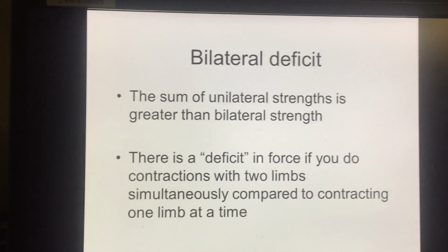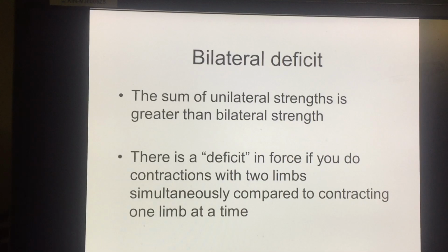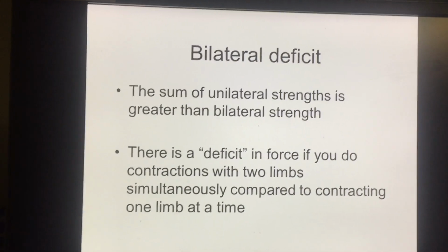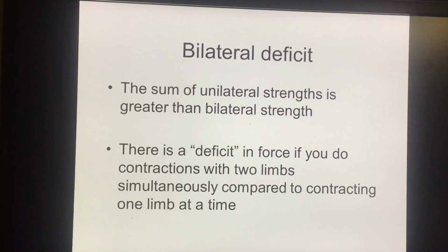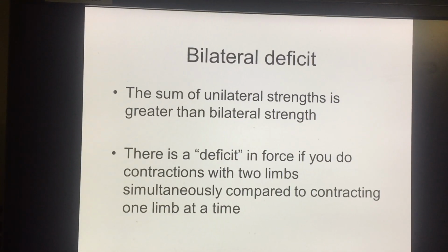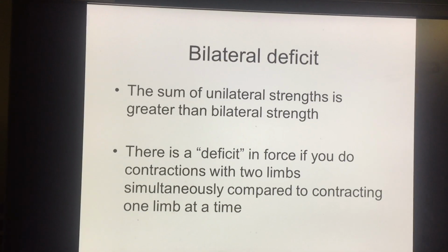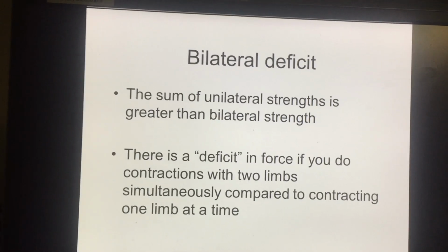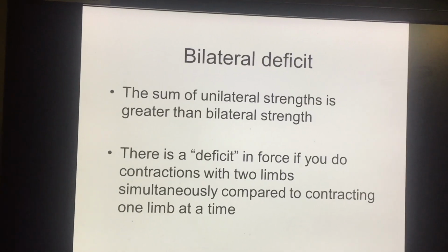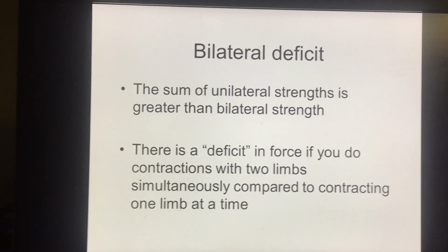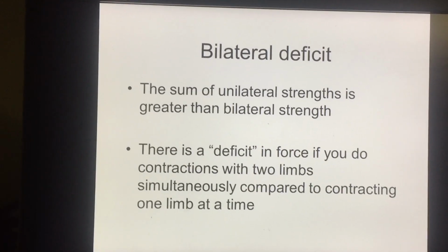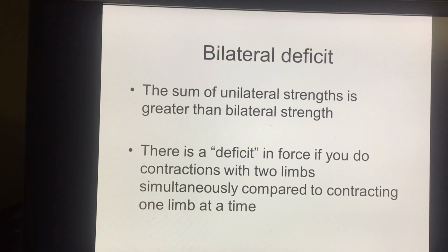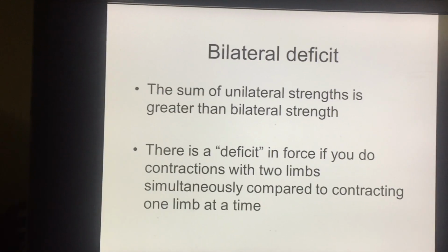Okay, so this is the new topic for your KIN 225 lecture for February 22nd. This is part 2, and we're going to be covering what's called the bilateral deficit, which is a nervous system or neuromuscular phenomenon with strength and with training. And this is the topic of your lab number 4, which you'll be doing in a couple of weeks.